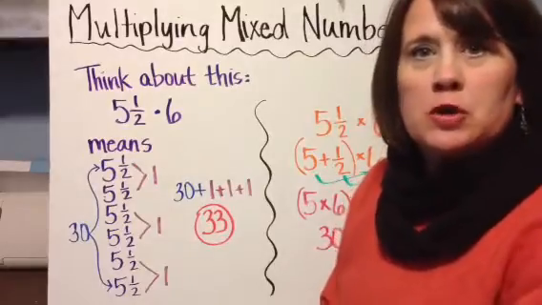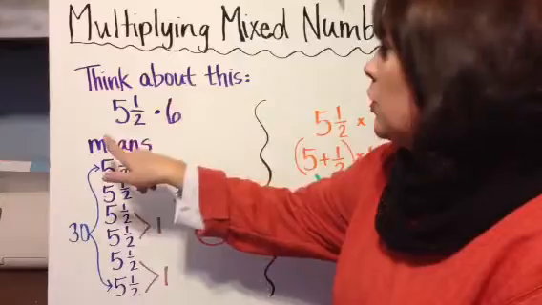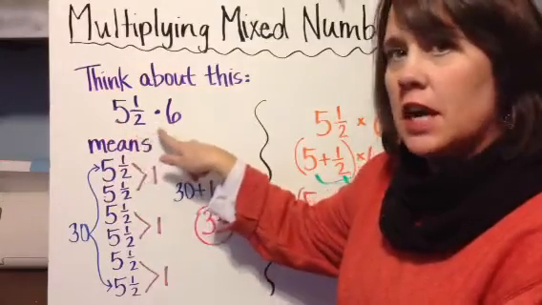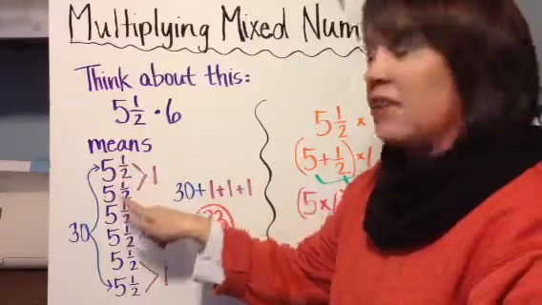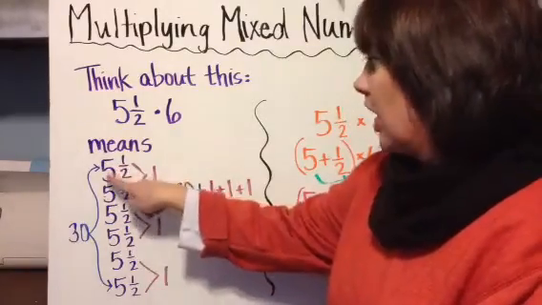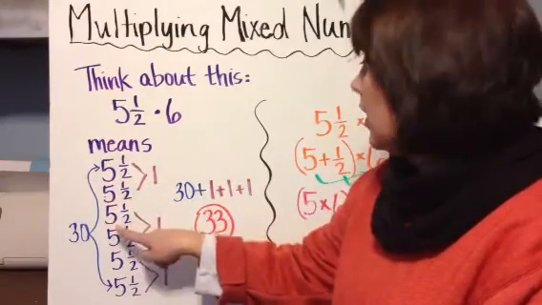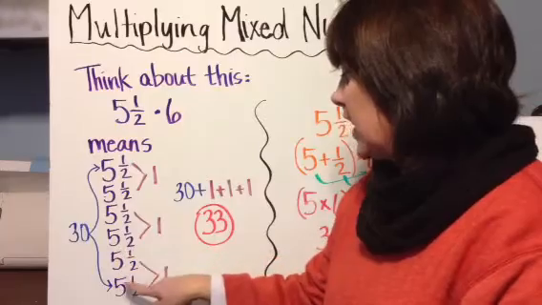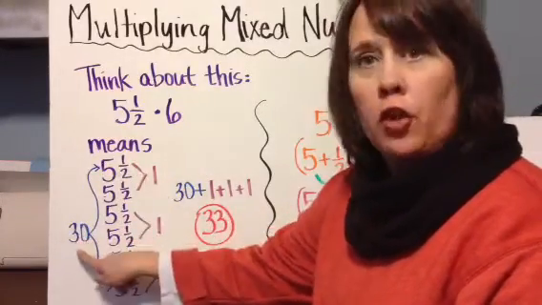Today we're going to talk about multiplying mixed numbers. Think about this. If you have 5 1/2 times 6, that really means that you're going to have 5 1/2 six times. So if I add 5 1/2 plus 5 1/2 plus 5 1/2 plus 5 1/2 plus 5 1/2 plus 5 1/2, if I add all the 5s together, I get 30.